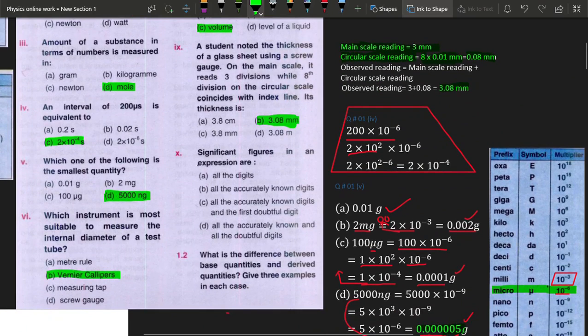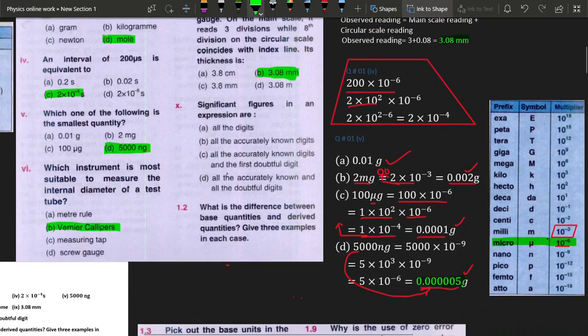Now the last MCQ is: significant figures in an expression are. So according to the definition, if you remember the definition, all accurately known digits and the first doubtful digit are called significant figures. So option C is correct, that all accurately known digits and the first doubtful digit are called significant figures. So this is how these are the MCQs.